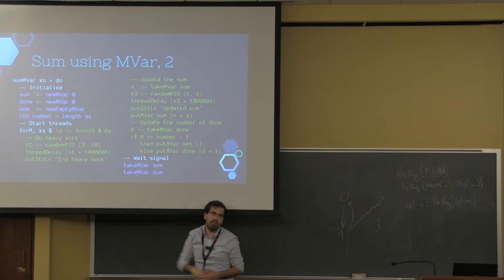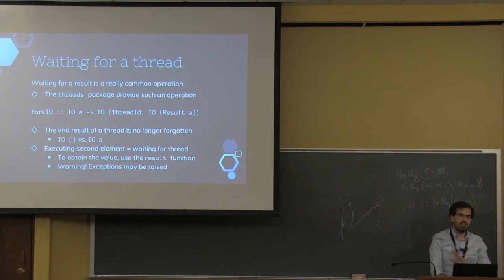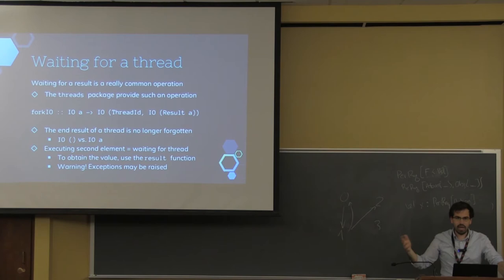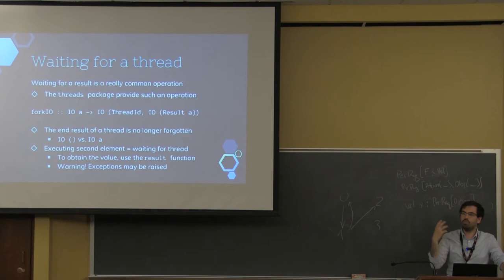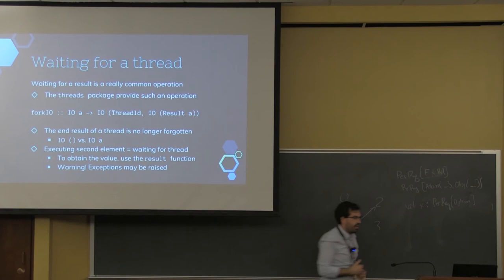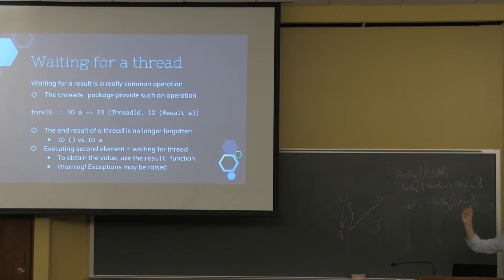This is all a bit messy, because Haskell by default doesn't allow you to wait on a thread, which is what we need. We want every thread to do their job, and we just want to wait for every thread to finish. But there is a very nice package called threads, which has a version of forkIO which allows you to wait on a thread. So the result is not only the identifier of the thread, but also a computation you can run to wait for the thread. Executing the second part of the pair is equivalent to waiting for the thread.